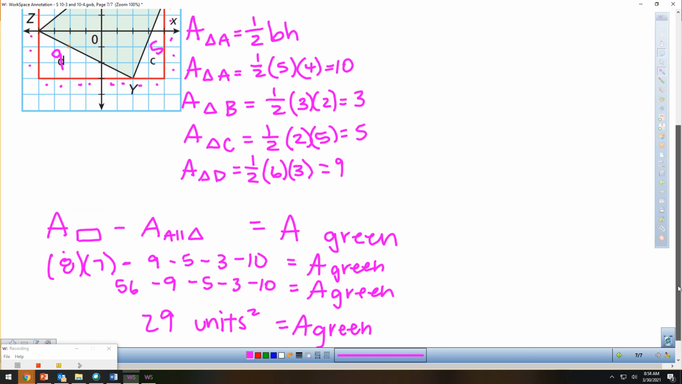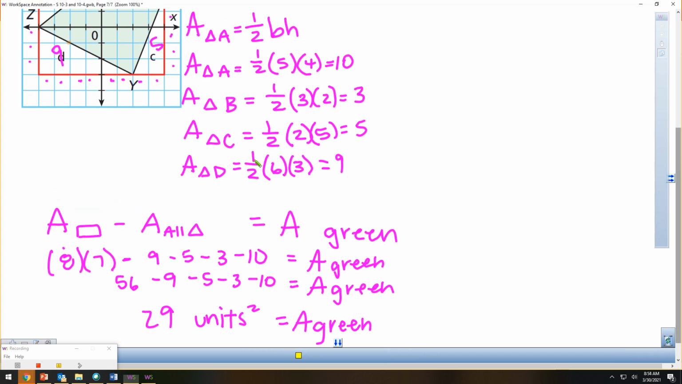All right, so if you can make an entire large figure and then subtract each little piece from it, that's another way to find the area in a graph.